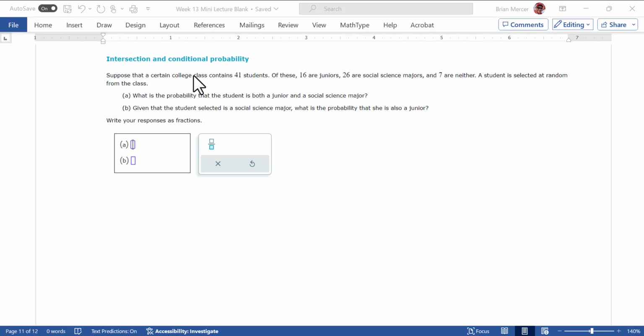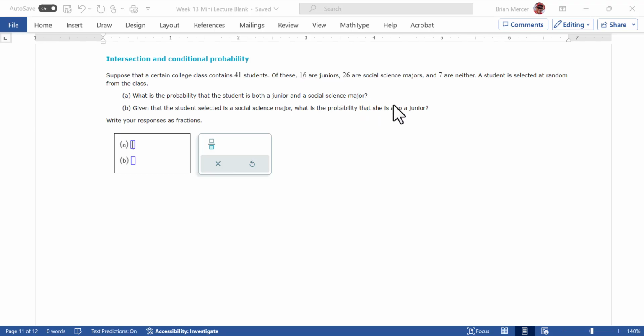And the problem stated says, suppose that a certain college class contains 41 students. Of these, that means of these 41 students, 16 are juniors, 26 are social science majors, and 7 are neither. A student is selected at random from the class. What is the probability that a student is both a junior and a social science major?